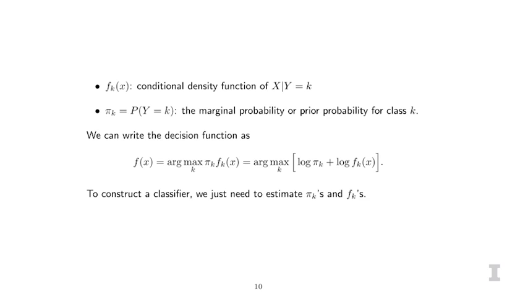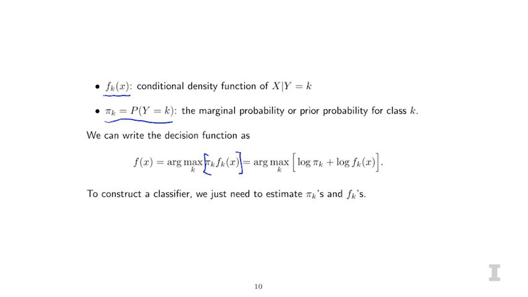When we try to find the optimal prediction for little x, the feature, we basically want to find a class k that maximizes the product of pi k times f sub k of x. And pi k is the marginal probability of y, basically the marginal frequency for the kth class. And f sub k is the conditional density function for x.